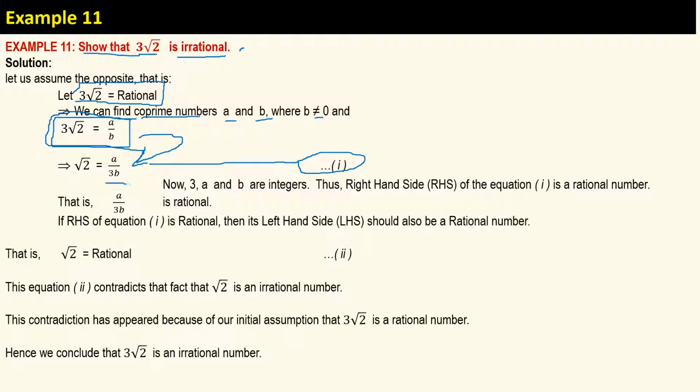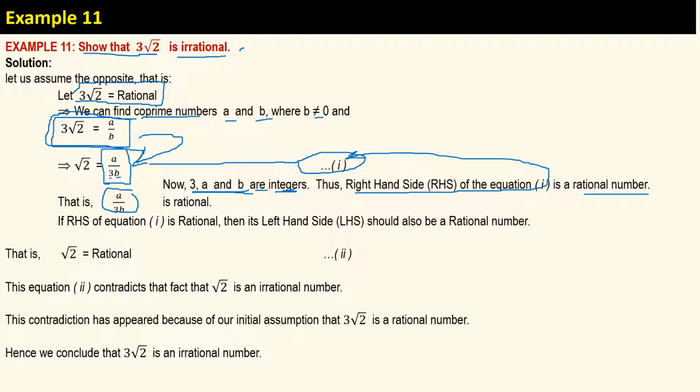Now if we see the right hand side of this equation 1, we see numbers a, 3 and b, and all these three numbers are integers. Therefore the right hand side of this equation 1 will be a rational number, because a, b and 3 are integers. Therefore, the right hand side is a rational number.